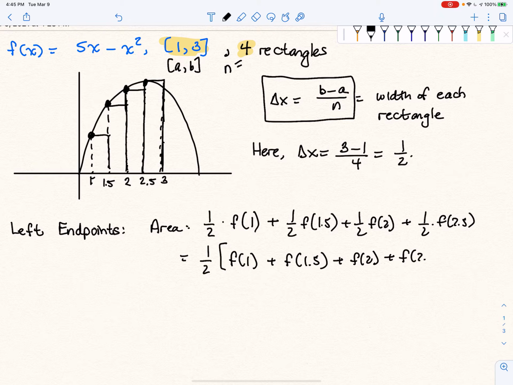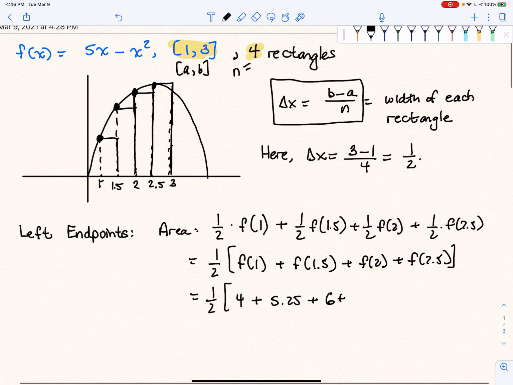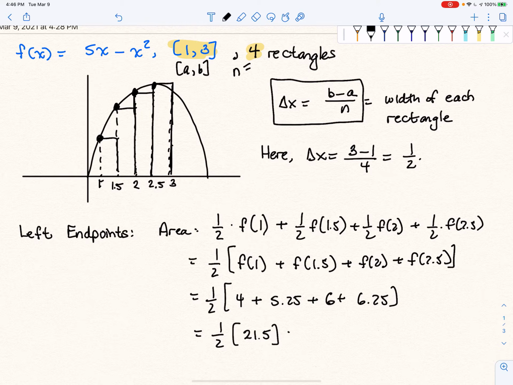So we have this. And so getting all those y values, I have these off to the side here, so I'm just going to write them down. When we plug in 1, we get 4. When we plug in 1.5, we get 5.25. When we plug in 2, we get 6. When we plug in 2.5, we get 6.25. So if we add those together, that's 1/2 times, so that's 11.5 plus 10 is 21.5. So it looks like 10.75 is our left-hand endpoint estimate.